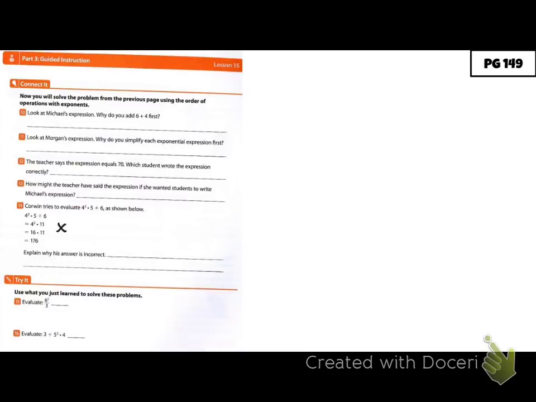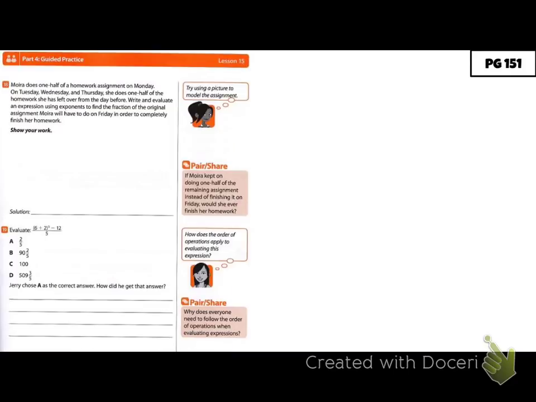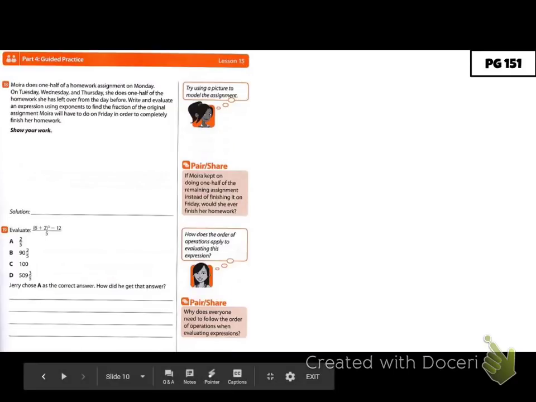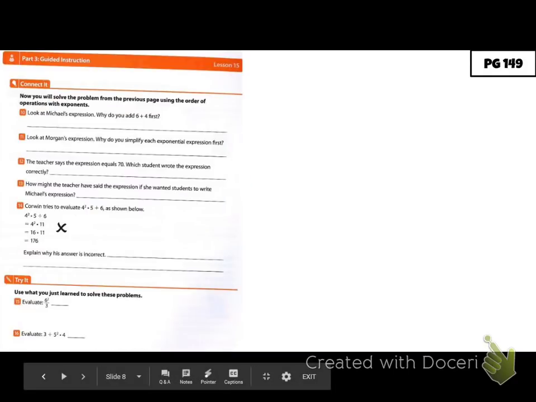Number 10 says, look at Michael's expression. Why do you add 6 plus 4 first? Parentheses. Whoops, back it up. Sorry about that. Parentheses come first.